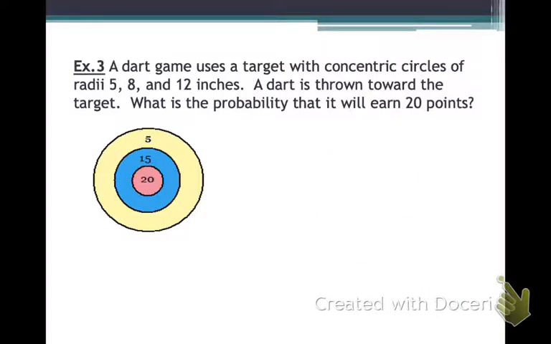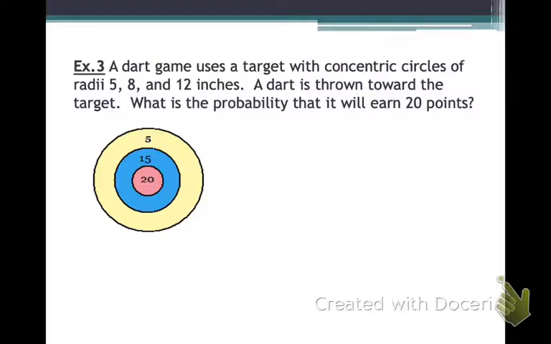Oh, perfect example here. We were just talking about this. A dart game uses a target with concentric circles. Now what that means is that there are circles inside each other that share the same center. And the radii are 5, 8, and 12 inches. So that means inside the red, that has a radius of 5. On the blue, from the center to the edge of the blue, that would be 8. And from the center to the edge of the yellow, that would be 12.